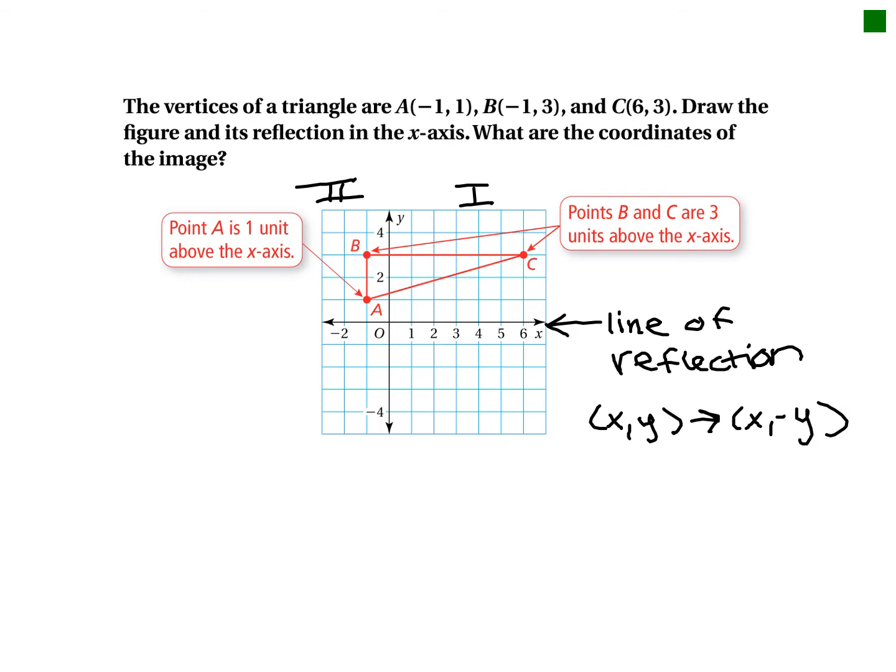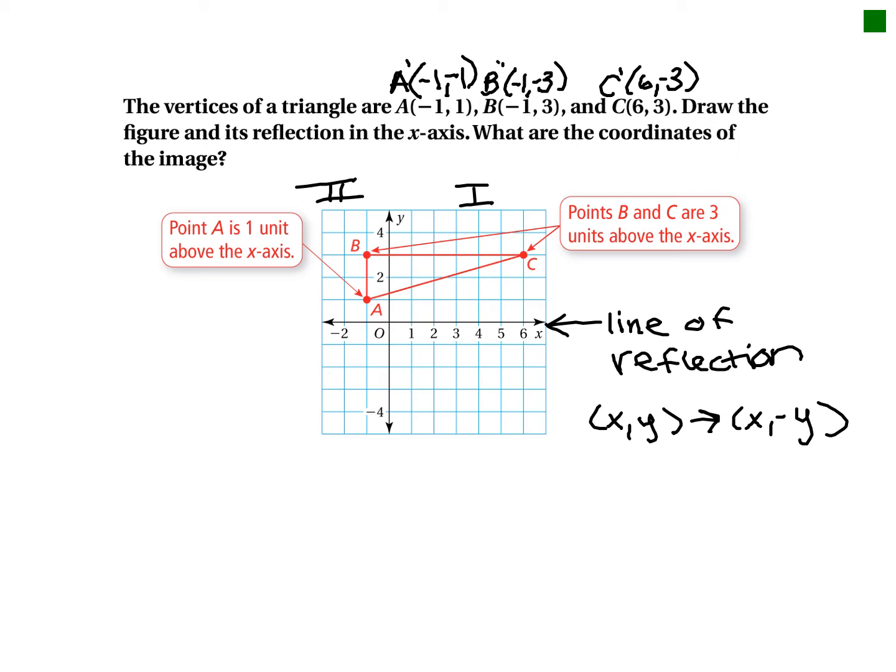And luckily, this problem even already gave us our ordered pairs. So we're going to take our ordered pairs and we're going to take the opposite of y. Our image of A is (-1, -1). Our image of B is (-1, -3). The opposite of +3 is -3. C's image is (6, -3). The opposite of +3 is -3.